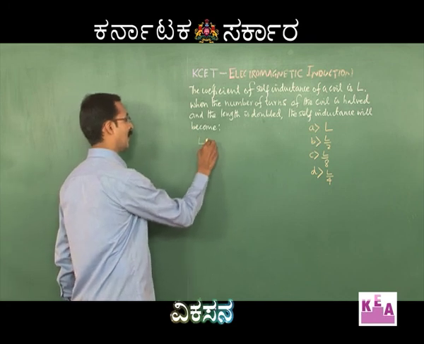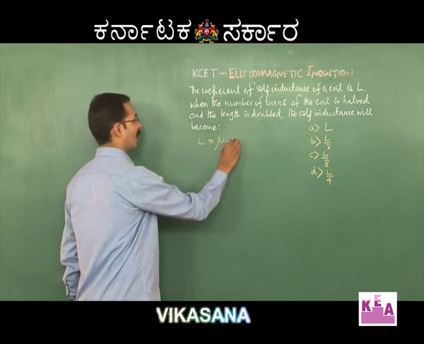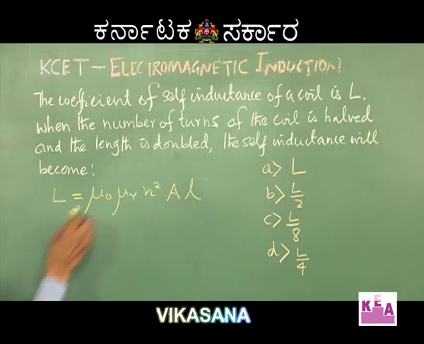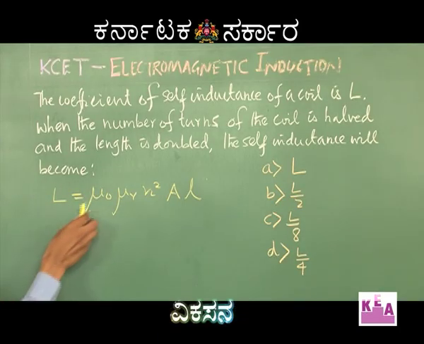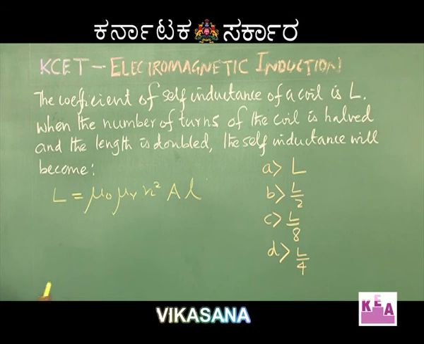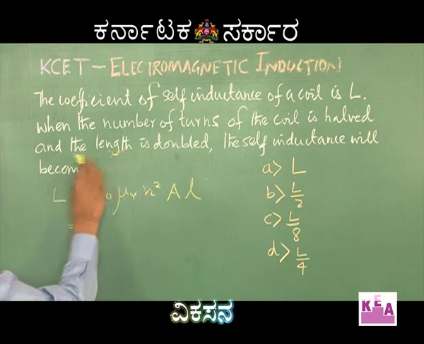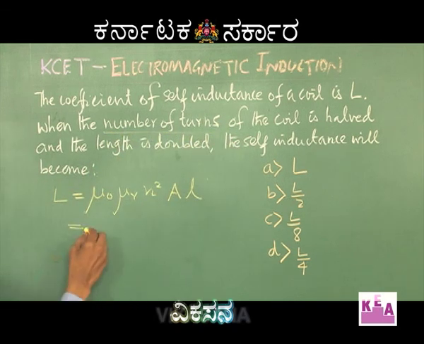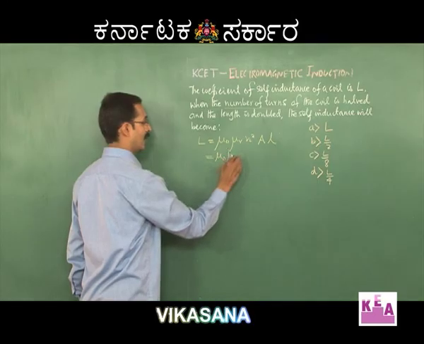Self-inductance of a coil L is given by mu naught mu r n square A into L, where mu naught is the permeability of free space, 4 pi into 10 power minus 7 Henry per meter, mu r is the relative permeability of the medium inside the coil, n is the number of turns per unit length of the coil, A is the area of the coil, L is the length of the coil. But in this problem, number of turns is given, number of turns per unit length is not given. Therefore, I will change this to some other form.